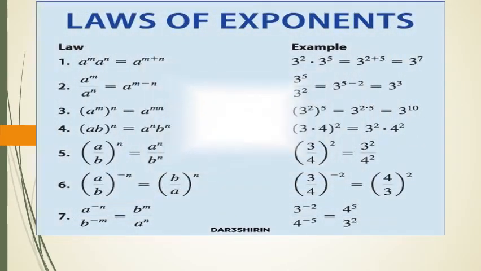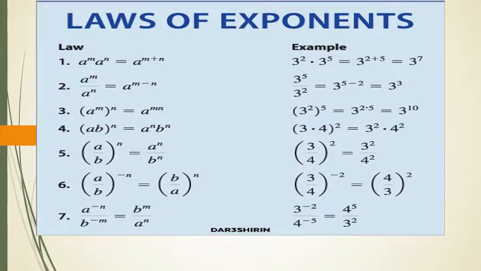Now, let us see which were those laws of exponents. The first law is a raised to m into a raised to n equals a raised to m plus n. So here we have seen that we have to multiply two numbers. What we do is we'll add the exponents. Now, the second law is regarding division of the exponents. In that case, we subtract the exponents. That is, a raised to m divided by a raised to n equals a raised to m minus n.